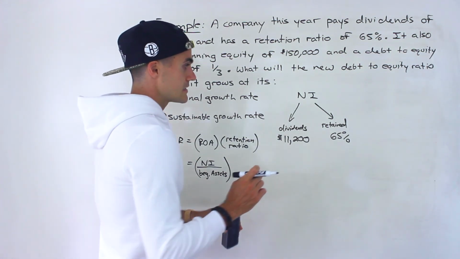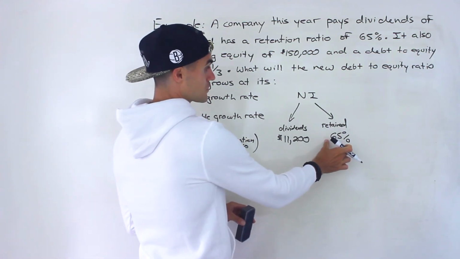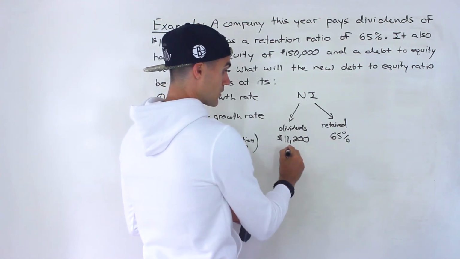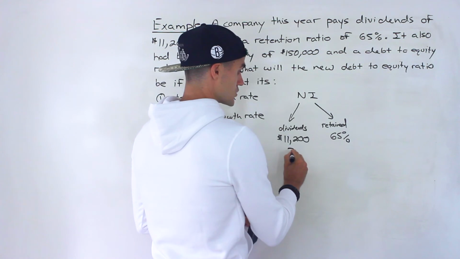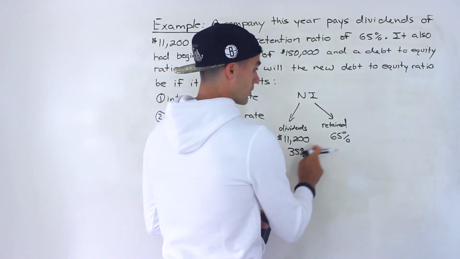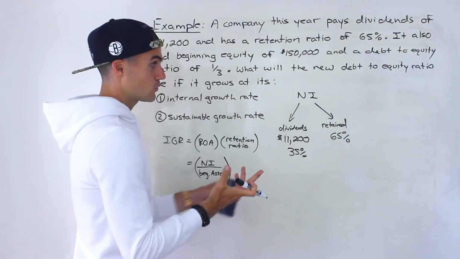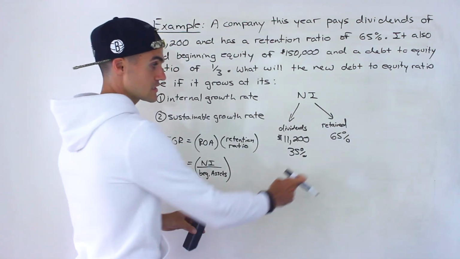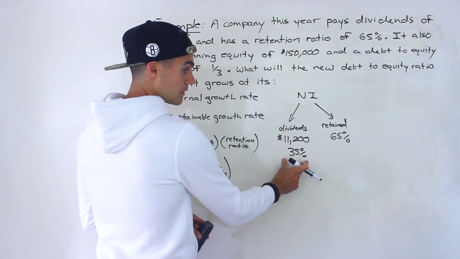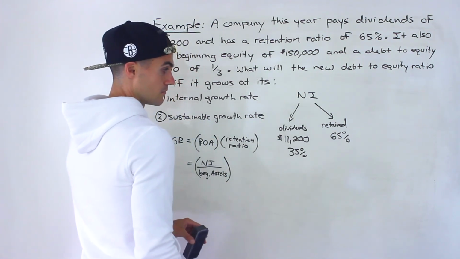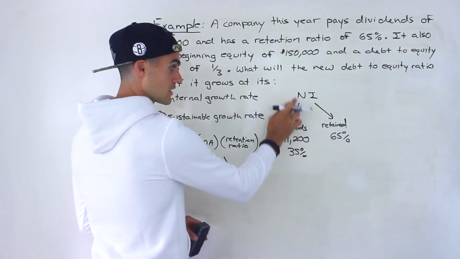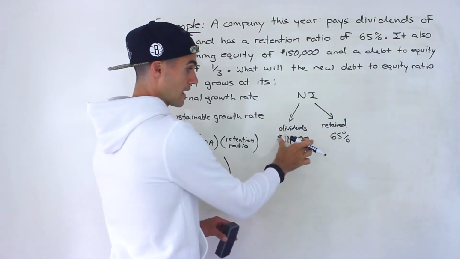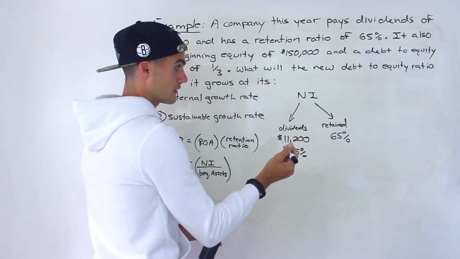With those two pieces of information, that's enough to find what the net income is going to be. Because if the retention ratio is 65%, what's the payout ratio? Well, the payout ratio is just 100% minus that, which is 35%. Remember, both of these have to equal, when you add them up, 100% of the net income. So if this is 65%, it implies that this has to be 35%. And if we know 35% of the net income is the amount of dividends that are paid, and that's $11,200, we could solve for net income, right?